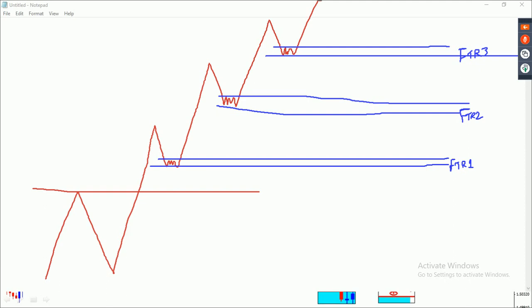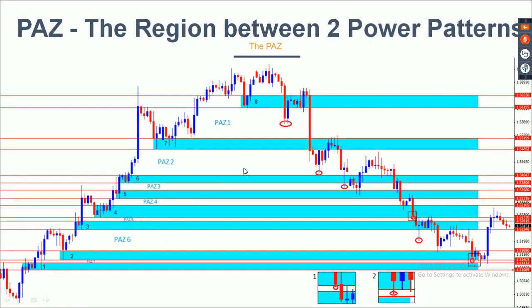Okay, friends, in between every FTR there is some zone here. The zone between two FTRs is called the price action zone. It's called PAZ. The gap, the region between every power pattern is called a price action zone. When will that power pattern be relevant? Whenever that zone is broken. When your trade fails, the price comes into PAZ. Everyone agree? Correct. And that's what is shown here. And once the price comes into PAZ, the opposite power pattern should dominate.